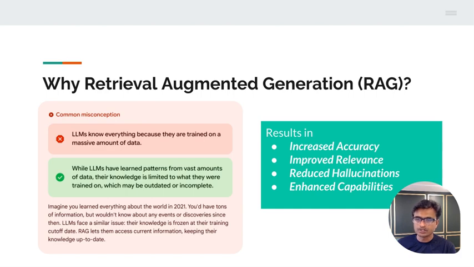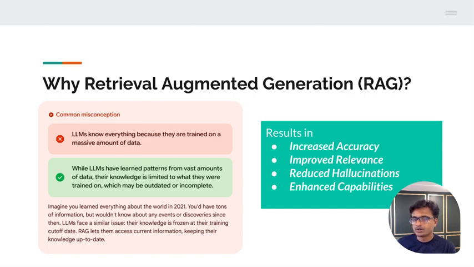Just imagine someone that went into coma in 2019 and waking up today to be asked about what is COVID 19, right? They cannot answer that question, or they're going to make up some stuff, which we call hallucinations in Gen AI.